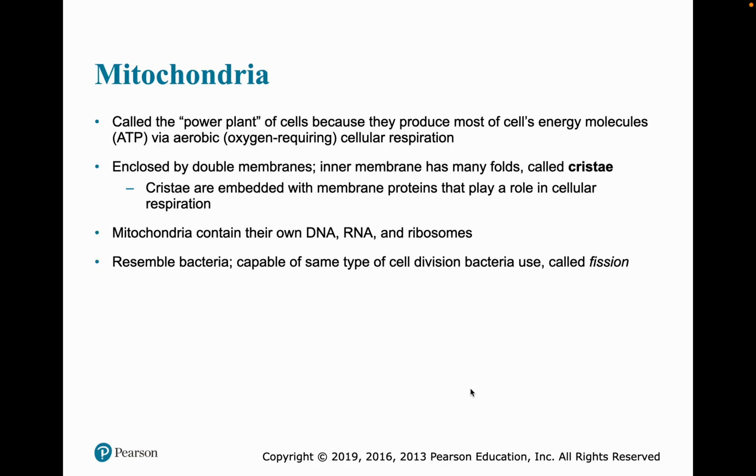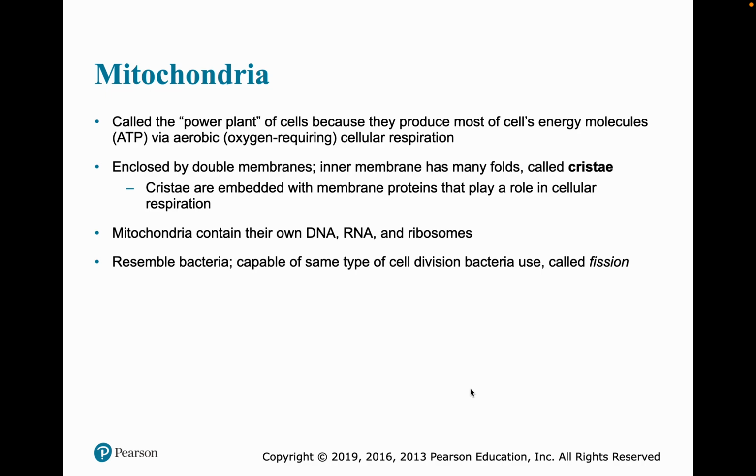So mitochondria are called the powerhouse of the cell. They produce most of the cell's energy molecules, ATP. They do that through aerobic, which is oxygen-requiring, cell respiration. The Krebs cycle and electron transport all take place within mitochondria. We'll talk more about those when we talk about powering muscles later on. They have a double membrane, and their inner membrane has many folds called cristae. Within those cristae are the proteins used for electron transport, as well as some of the Krebs cycle enzymes.